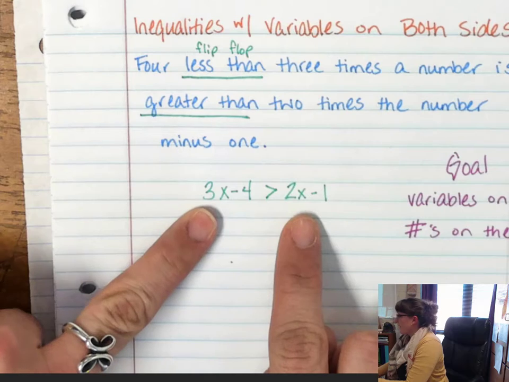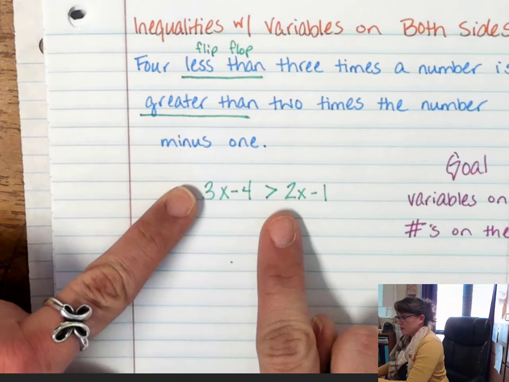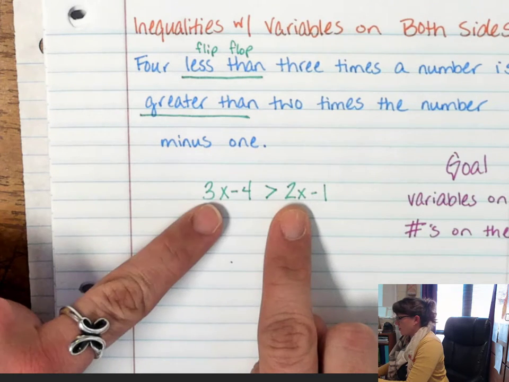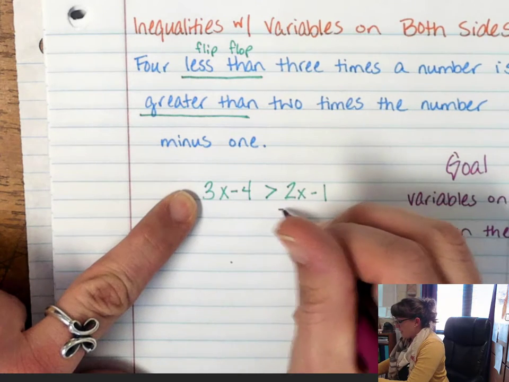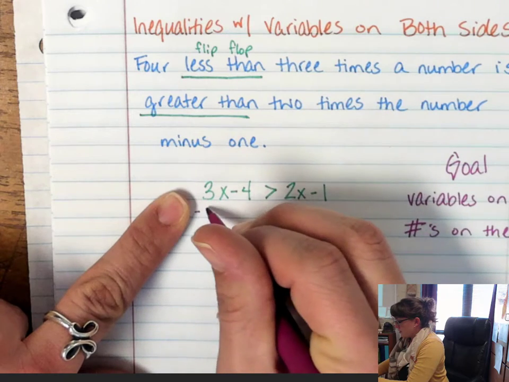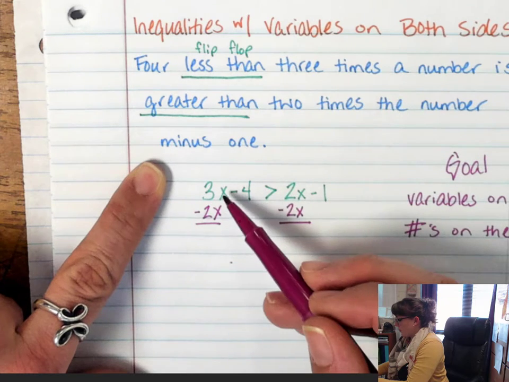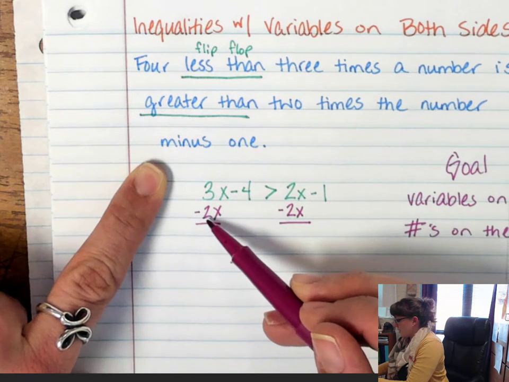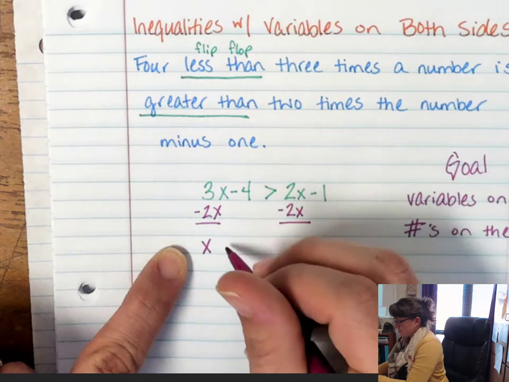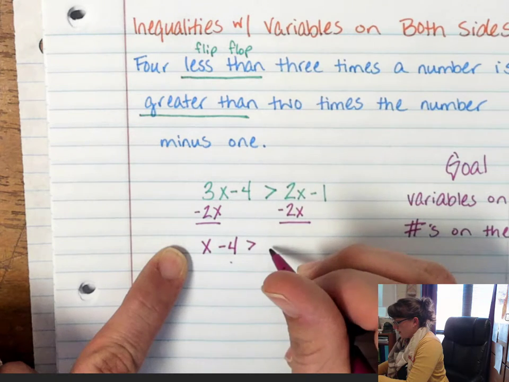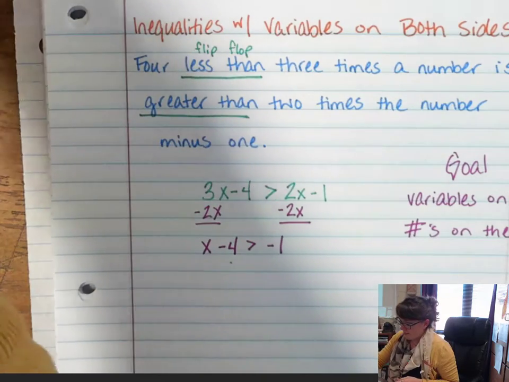So if it were me, I choose to keep my variables on the side where the variable is bigger. So between 2x and 3x, which one's bigger? 3x. So I'm going to minus the 2x from both sides. If I have 3 x's and I take away 2 x's, how many x's do I have left? 1 x. So I'm just going to put plain x. And then minus 4 greater than minus 1. That's a -1. So that's step 1.